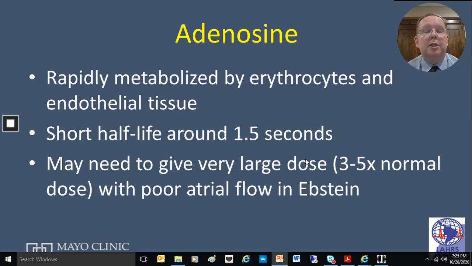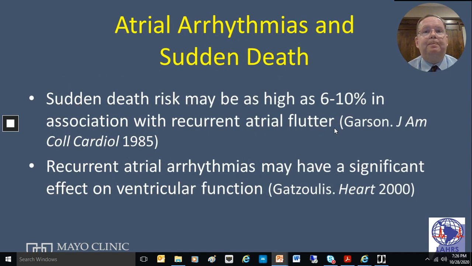Therefore, in these patients, because the flow is so sluggish in the atrium, you may need to give a very large dose, including up to 3 to 5 times the normal dose because of the poor atrial flow and the rapid metabolism. So realize, don't be afraid to give very high doses of adenosine because that may be what it takes to get patients out of their arrhythmias who have Ebstein anomaly.